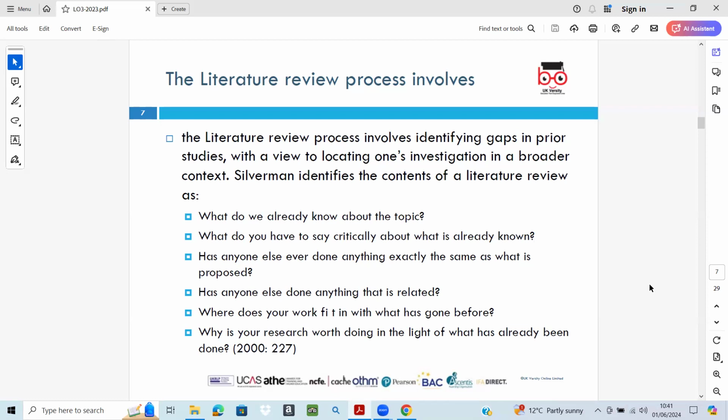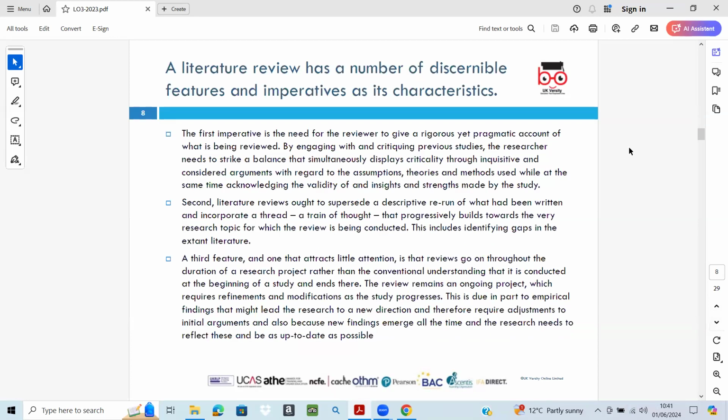Then we have to discuss potential implications for practice, policy, or further research. These are all the important aspects. Please, if you do have any questions, please don't hesitate to ask.